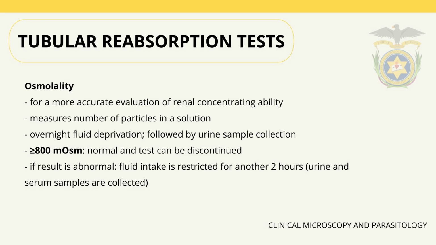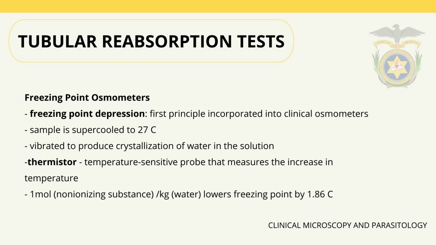Greater than or equal to 800 milliosmol is considered normal, and the test can be discontinued. If the result is abnormal, fluid intake is restricted for another 2 hours, and then urine and serum samples are collected. Next is the usage of the freezing point osmometers.